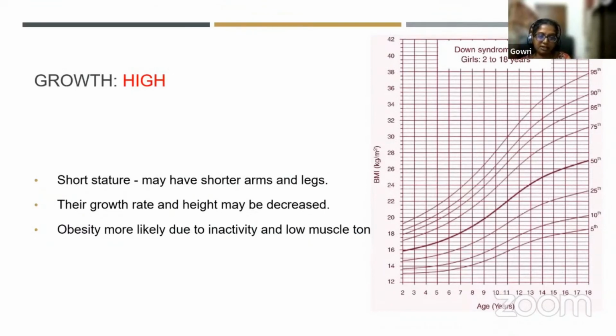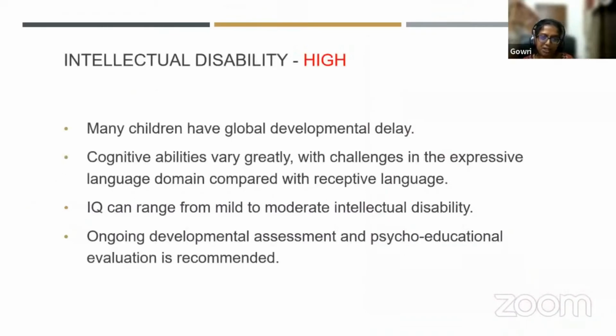And again, the difference in their growth itself can cause obesity. Again, the low tone and the less motor activity due to this can also lead to obesity, and that can in turn cause a vicious cycle on their growth and development.